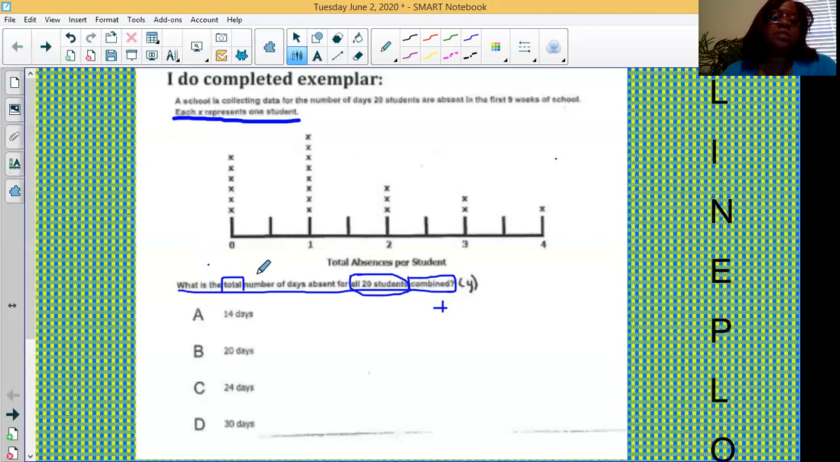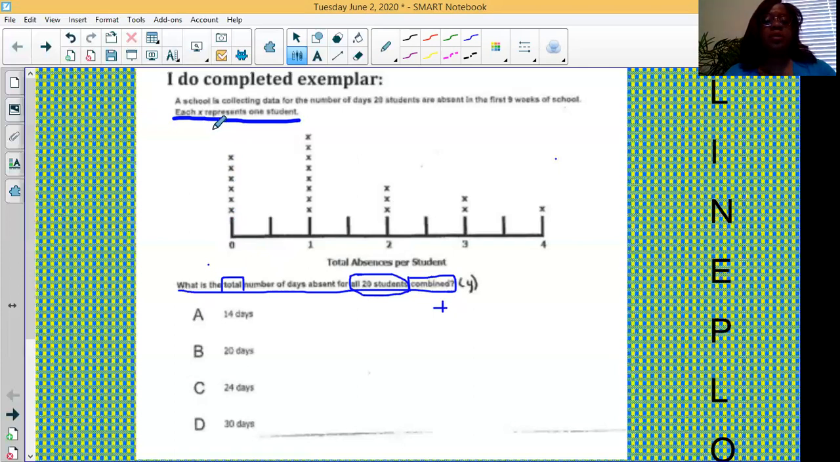Okay. All right, so let's look at what we have. Now remember, each one of these X's represents one student. So if I were to count each X, 1, 2, 3, 4, 5, 6, 7, 8, 9, 10, 11, 12, 13, 14, 15, 16, 17, 18, 19, 20. So remember, each X represents one of the 20 students. So when I look above the 0, there are 1, 2, 3, 4, 5, 6 X's. So 6 kids, this means that these X's stand for a student. So 6 students had a total of 0 absences.